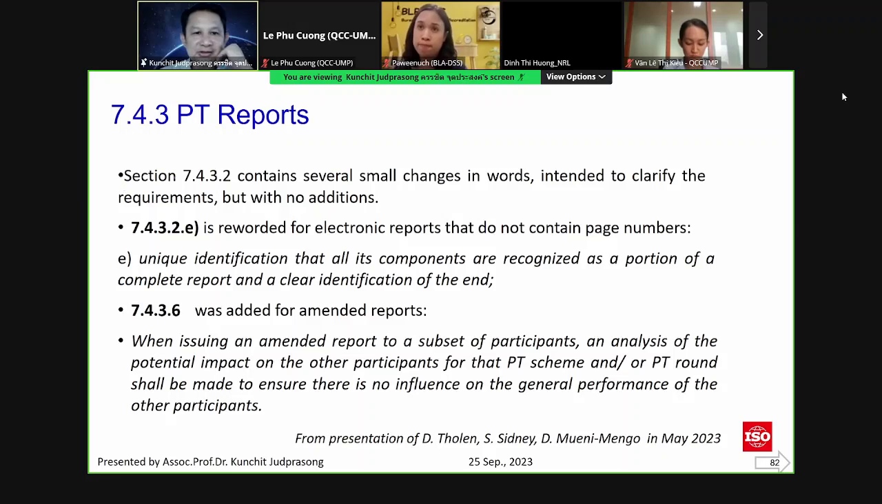In this section, the number contains several small changes in wording intended to clarify the requirement, but with no addition. Okay, this is again from there. In the sub-clause, item E is reworded for electronic reports that do not contain page numbers. So in the report, they may have a digital number here, but they do not contain this number. Item E: unique identification so that all its components are recognized as a portion of the complete report, and a clear identification of the end.